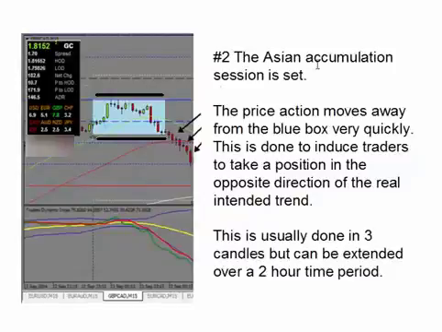The Asian accumulation session is set. The price moves very quickly away from the blue box. This is done to induce traders to take a position in the opposite direction of the real intended trend. This is usually done in 3 candles, but it can be extended over a 2-hour time period.